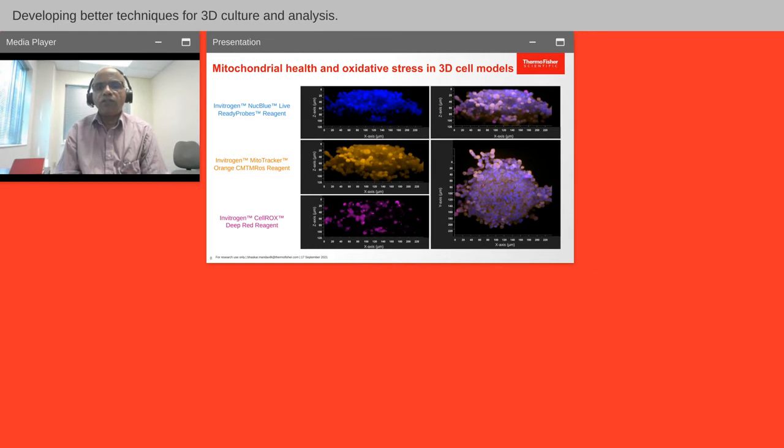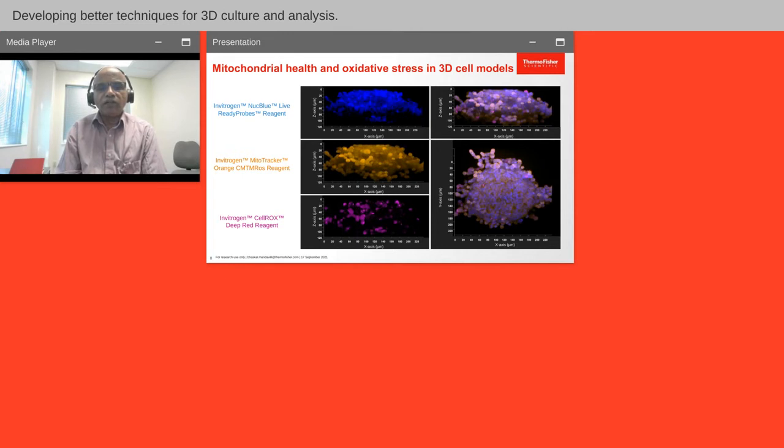As you can see here, you can count the cells using NucBlue Live ReadyProbes reagent, and then you can also look at the MitoTracker staining in the entire spheroid, which shows the healthy cells, and there are some sparsely populated cells that stain for CellRox Deep Red reagent. CellRox Deep Red reagent, similar to CellRox Green reagent, measures oxidative stress in cells, but in a different spectral profile. And when it comes to staining, both MitoTracker Orange and NucBlue Live reagents are very good at penetrating the spheroids, and we do it for 30 minutes.